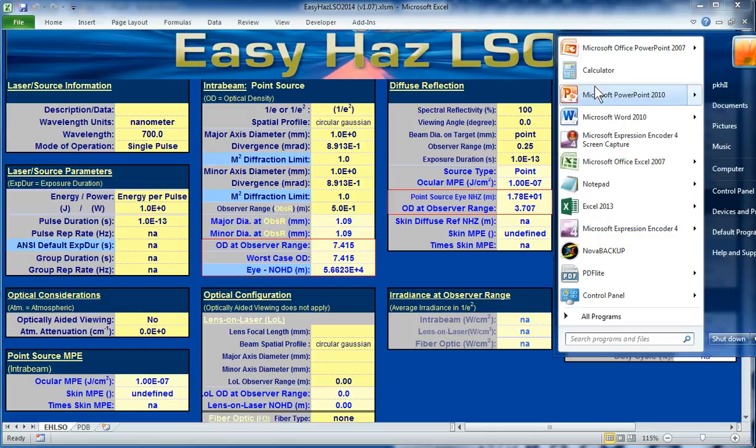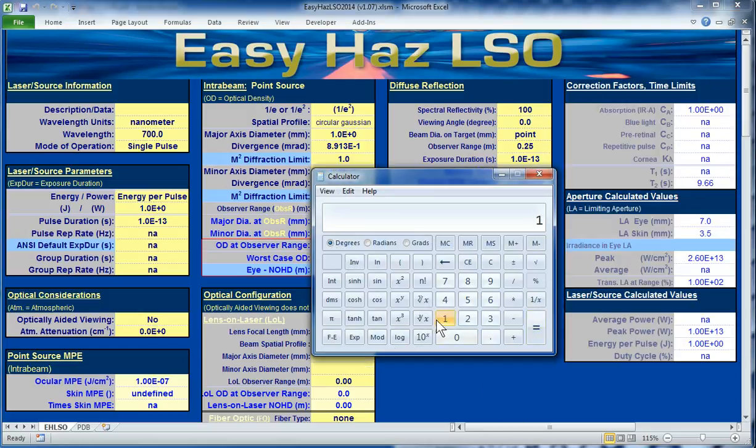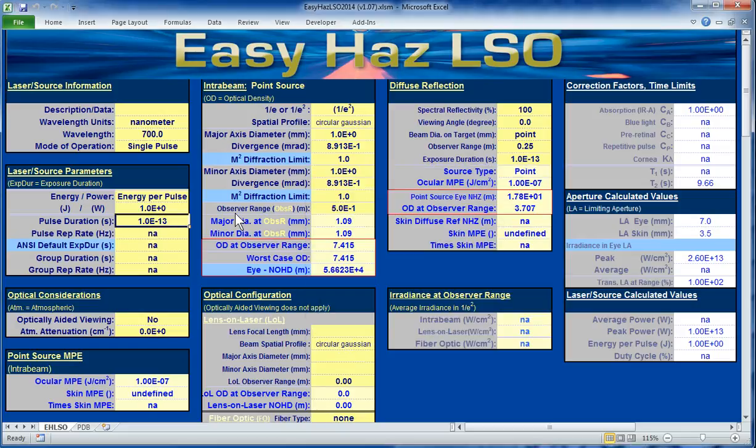Now we can check our math if you'd like. 1 e to the minus 7 divided by 1 e to the minus 13, and that equals 1 e to the 6th, or 1 megawatt. Now, let me do this. Let me go here, and I will take a quarter of this 100 femtoseconds, make it 25 femtoseconds. Okay, and sure enough, our MPE is being quartered.